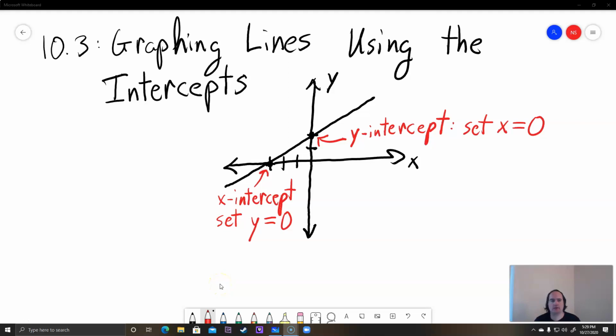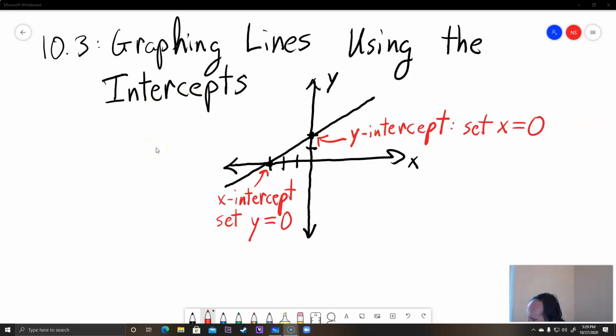Hey guys, this is a lecture on section 10.3, which is graphing lines using the intercepts. So we're going to be graphing lines here, straight lines, and they're usually going to be diagonal. And the intercepts are actually the locations where your line intercepts the x-axis and the y-axis.